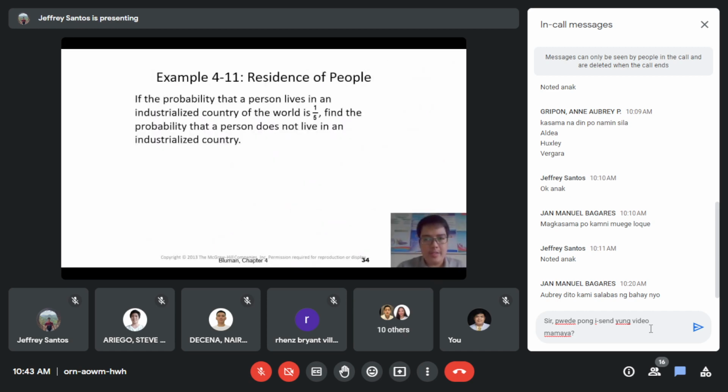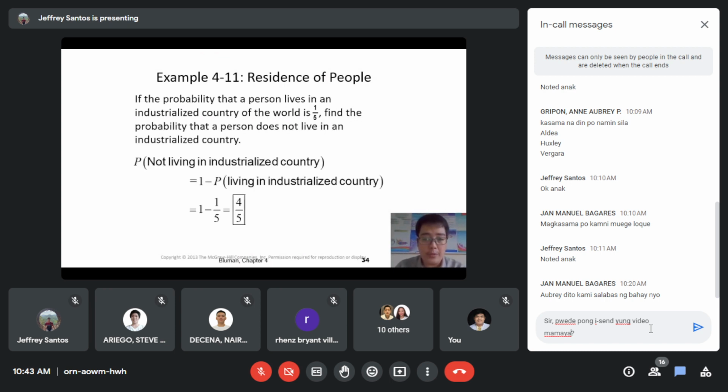Let's now have some examples wherein we apply the complement of an event. If the probability that a person lives in an industrialized country of the world is 1/5, find the probability that a person does not live in an industrialized country. Again, given 1/5, hinahanap yung complement niya. So 1/5 is the probability that a person lives in an industrialized country, pero ang pinapahanap ay yung probability that a person does not live in an industrialized country.